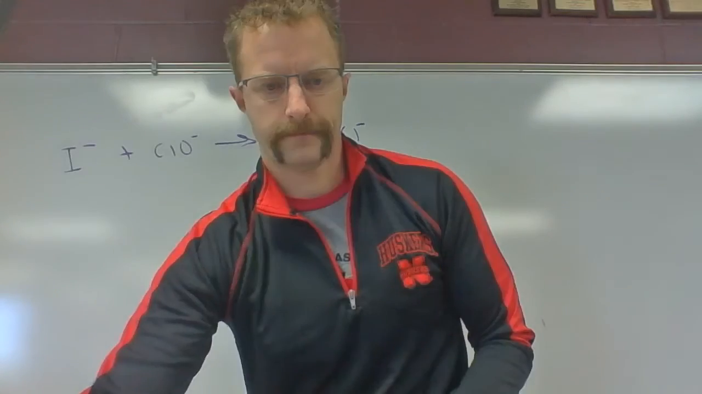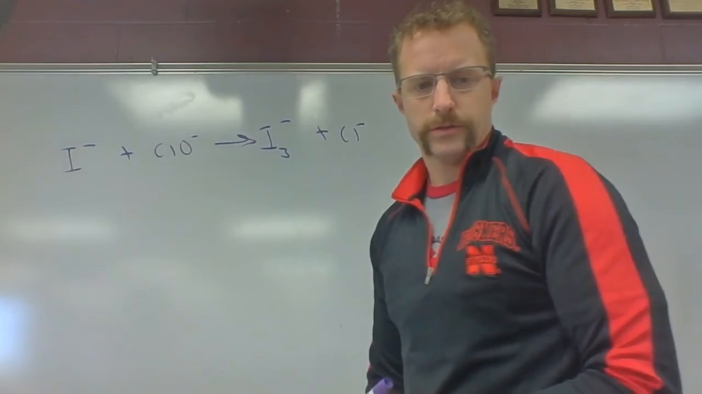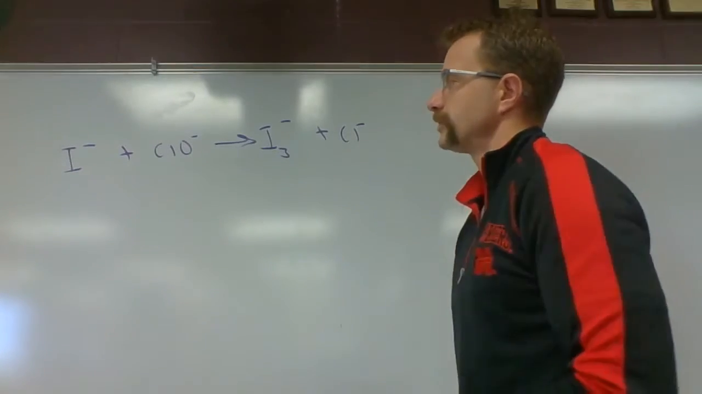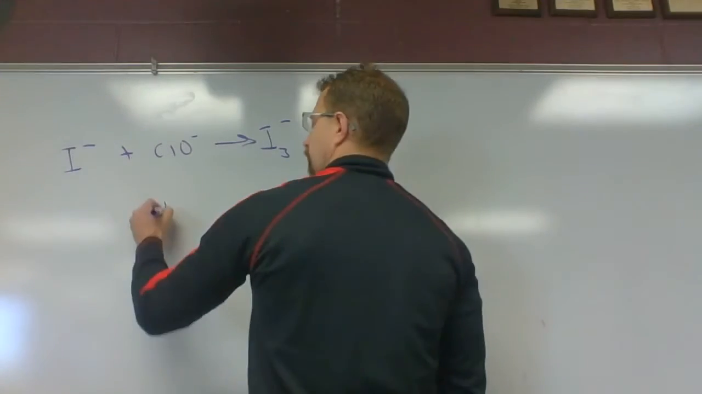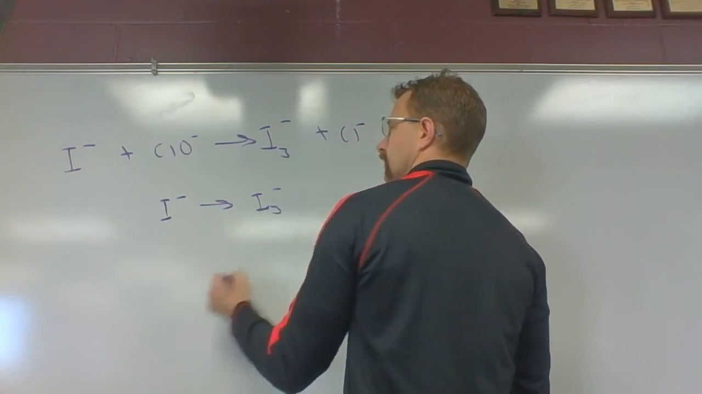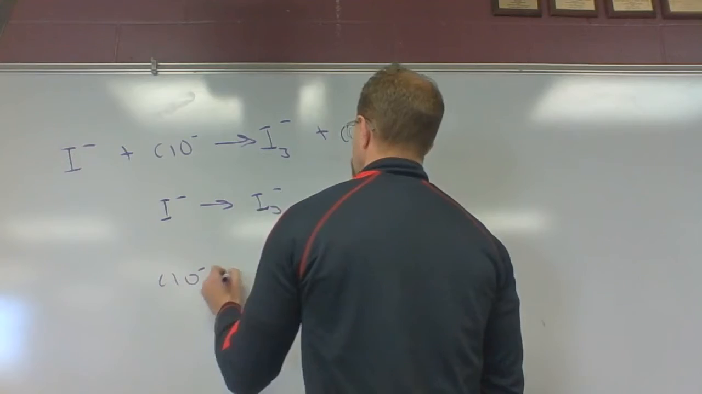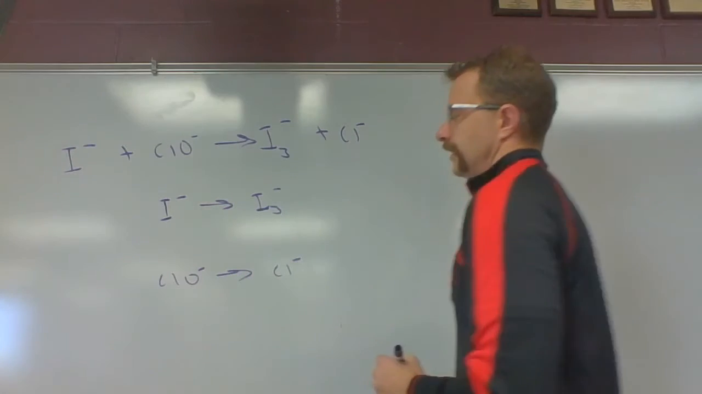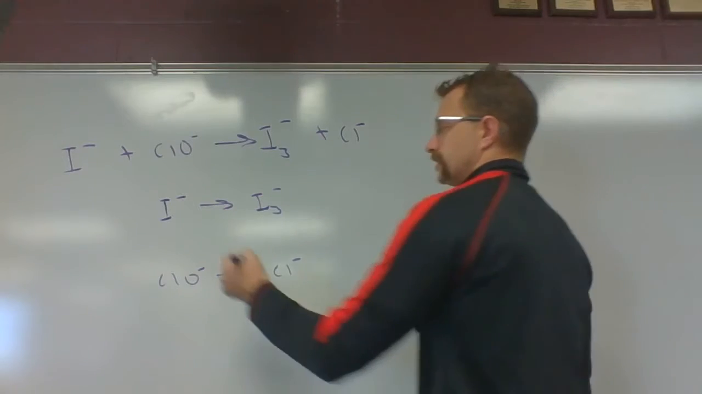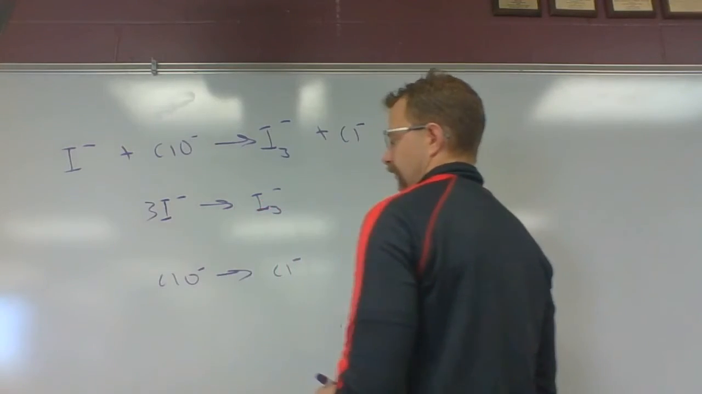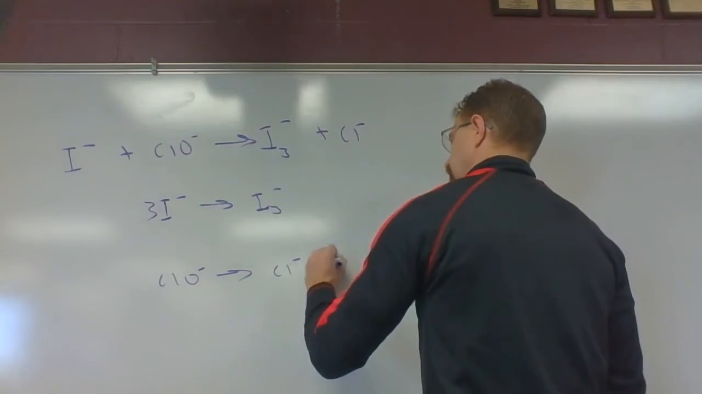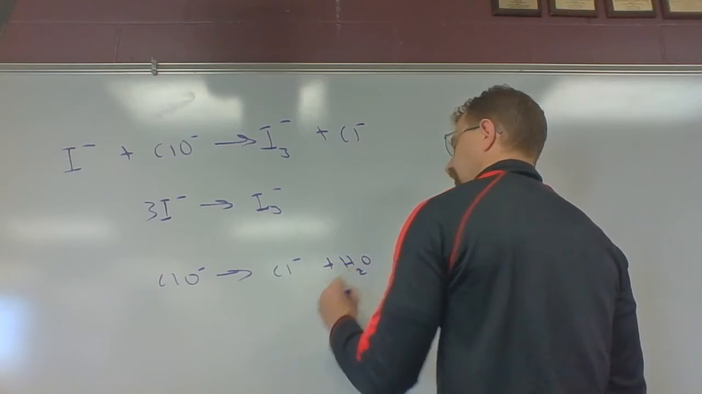29 is balancing redox equations, so using the half reaction method. So I'm going to go I minus goes to I3 minus, then I'm going to do ClO minus goes to Cl minus. Step 1 is to balance everything that's not hydrogen and oxygen. So we do that. Those are good as they sit. So then I need to put an H2O over here and 2 H pluses over here.